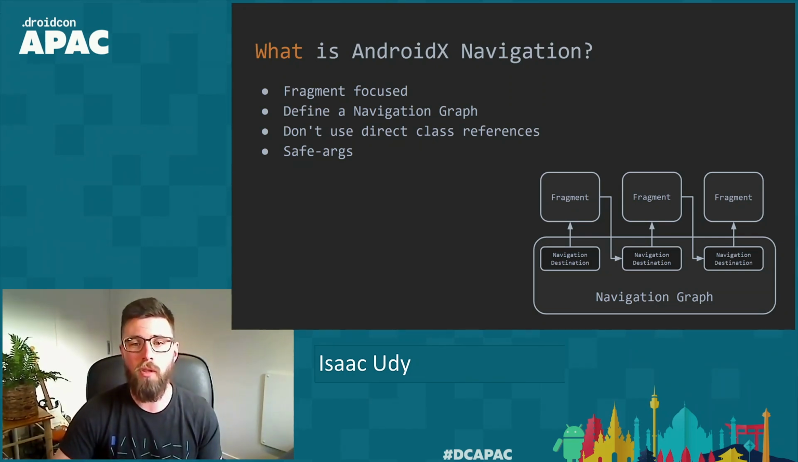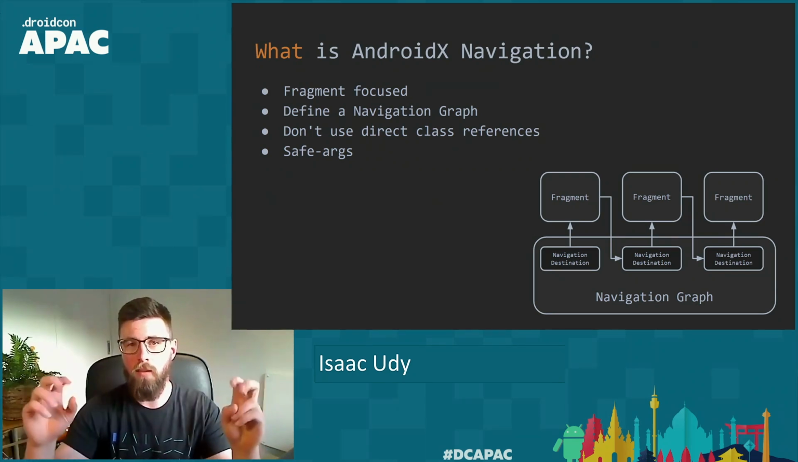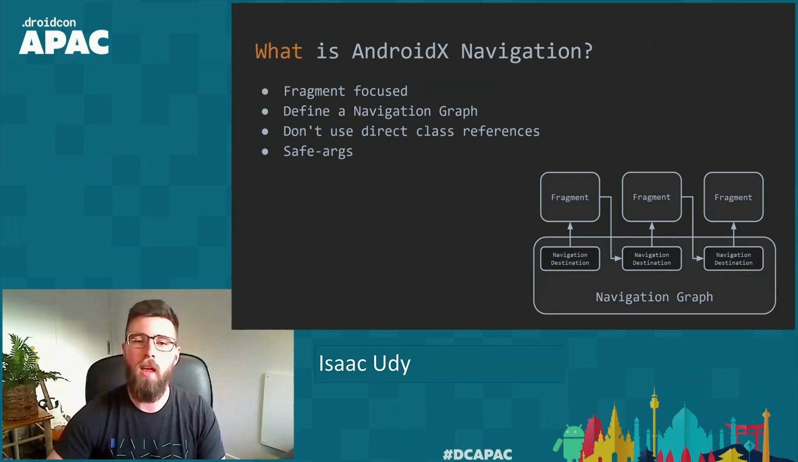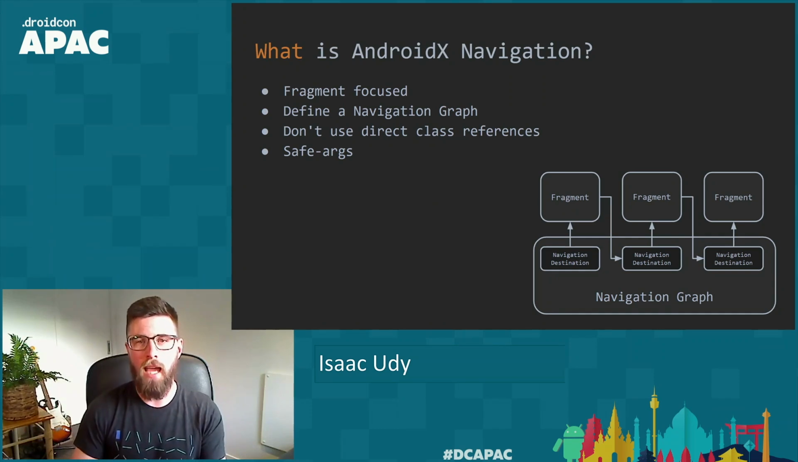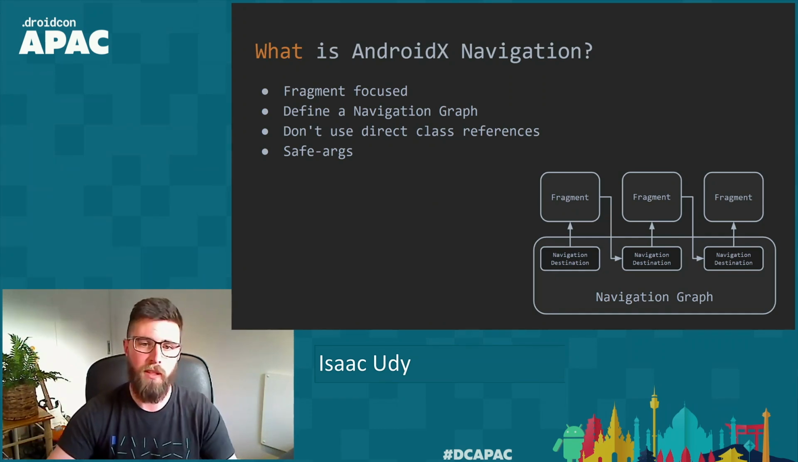AndroidX Navigation also comes with a Gradle plugin called SafeArgs, which will generate navigation destination classes that represent your destinations and their arguments. These are then used to perform navigation, providing a little more type safety both when navigating and when reading arguments from a screen that has been navigated to.